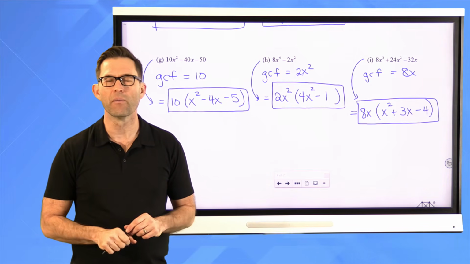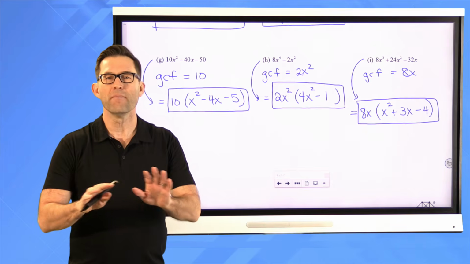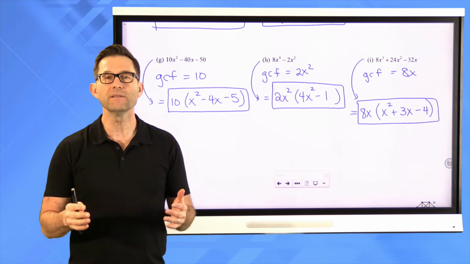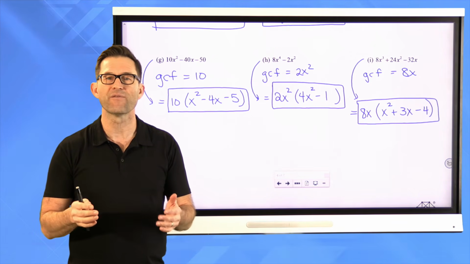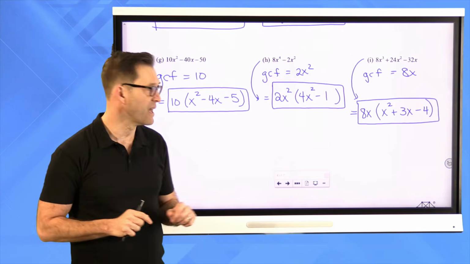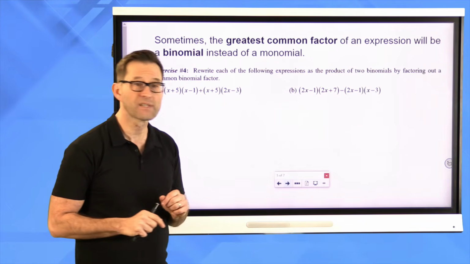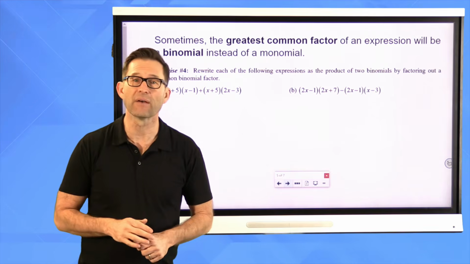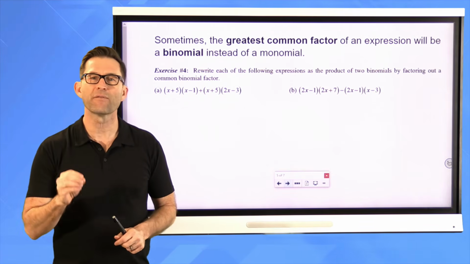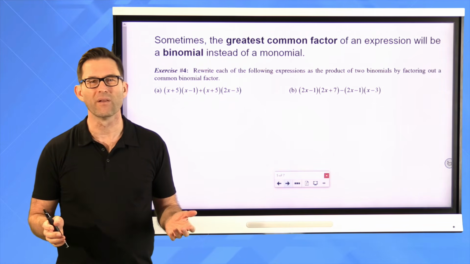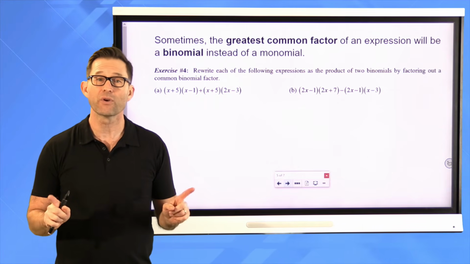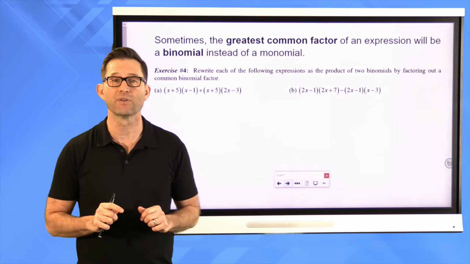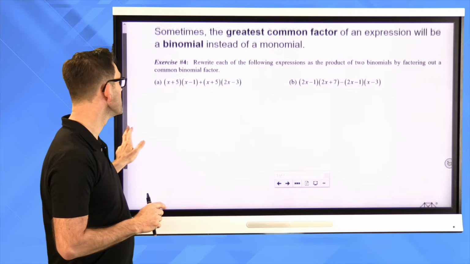Really critical to be able to do this skill. There are many different types of factoring. The easiest and most basic of them all is factoring out a GCF. So let's keep working with factoring out a GCF. Now, sometimes the greatest common factor of an expression will be a binomial instead of a monomial. Strangely enough, these are sometimes easier for students to do because they're reasonably easy to spot.